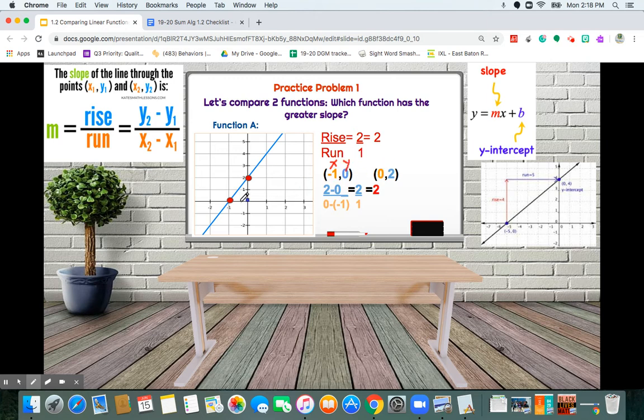Okay. This is our first point. So this is my x1 and this is my y1. This is my second point. So this is my x2 and this is my y2.